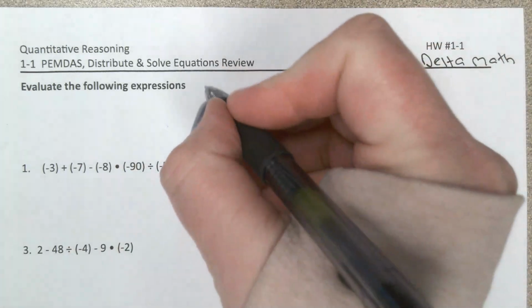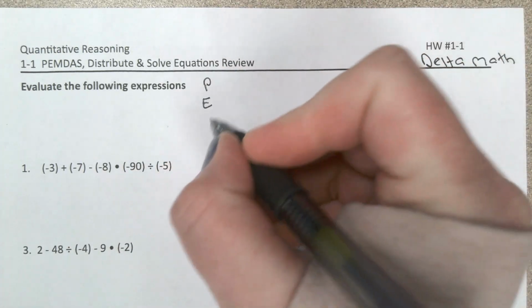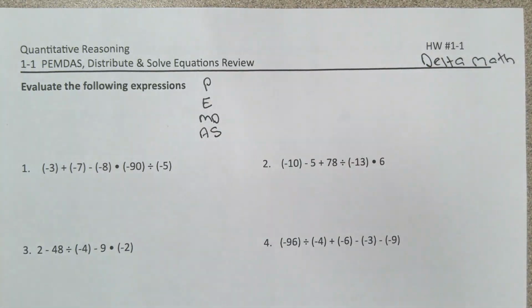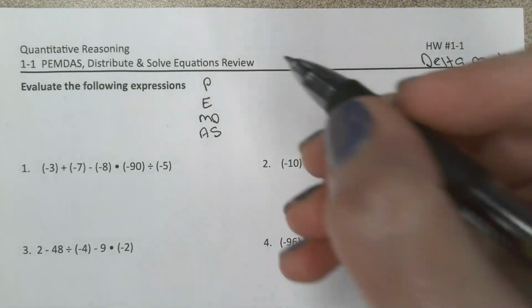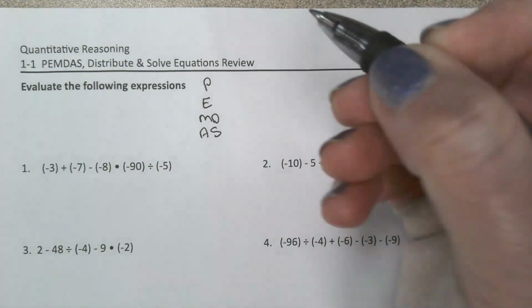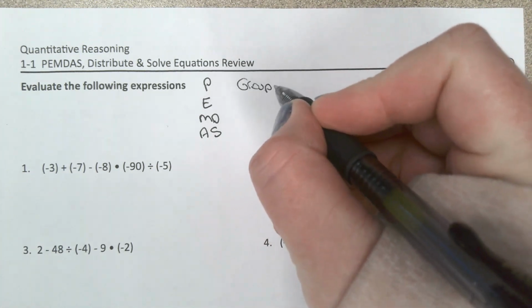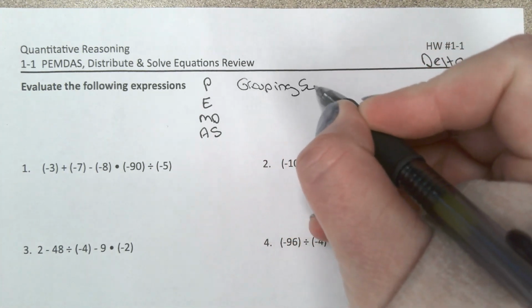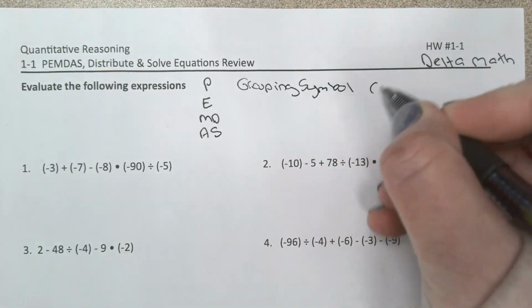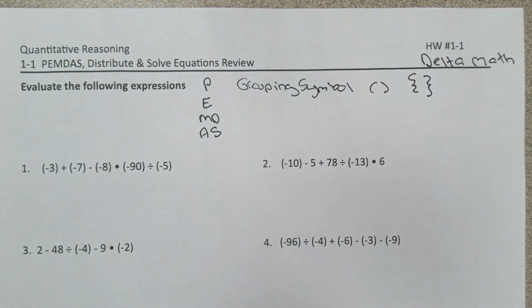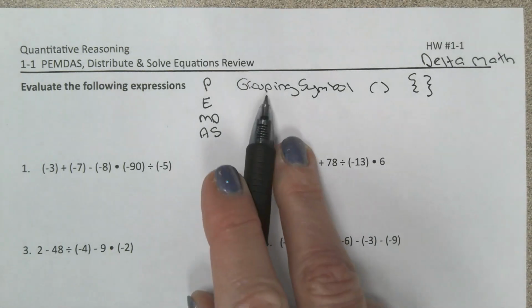All right, so when we evaluate an expression, PEMDAS is what I learned as a child, and it's still what I use today. P stands for parentheses, but we are actually talking about any kind of grouping symbol. They could be parentheses, they could be brackets, it could be the numerator of a fraction.